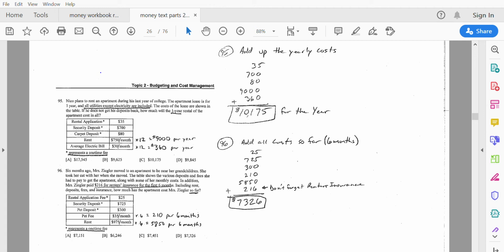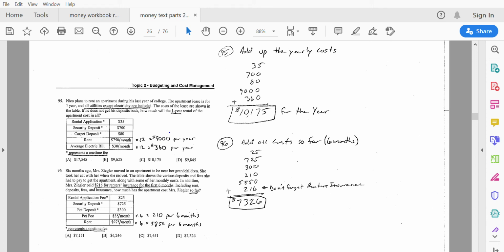Okay, so the key here is it's talking about 1 year. In that 1 year, he's got some one-time fees, but there's still things he's got to pay for this year. So rental application costs $35, so that's just once. $700, that's once for the year. Carpet deposit, that's once. Now these are per month costs. The rent is every month, and the electric bill is every month. And since we're looking at 1 year, we have to times those by 12 to get the yearly costs.